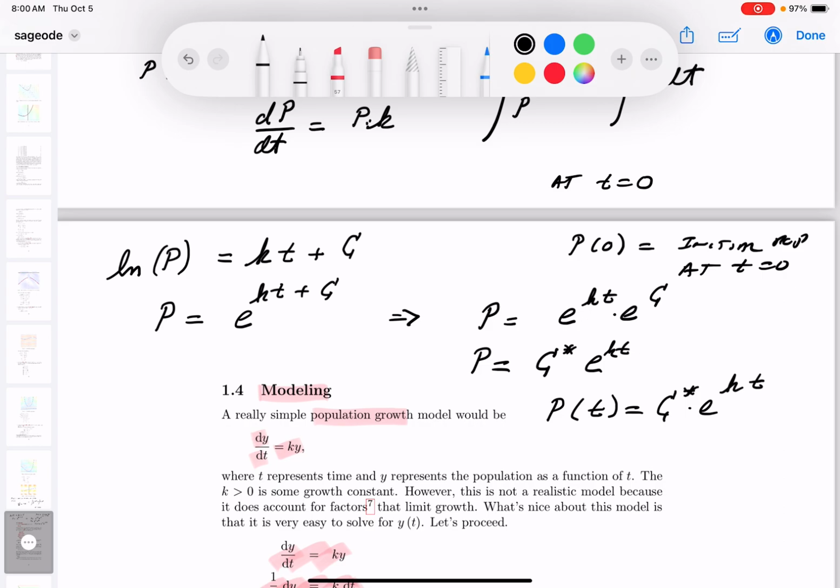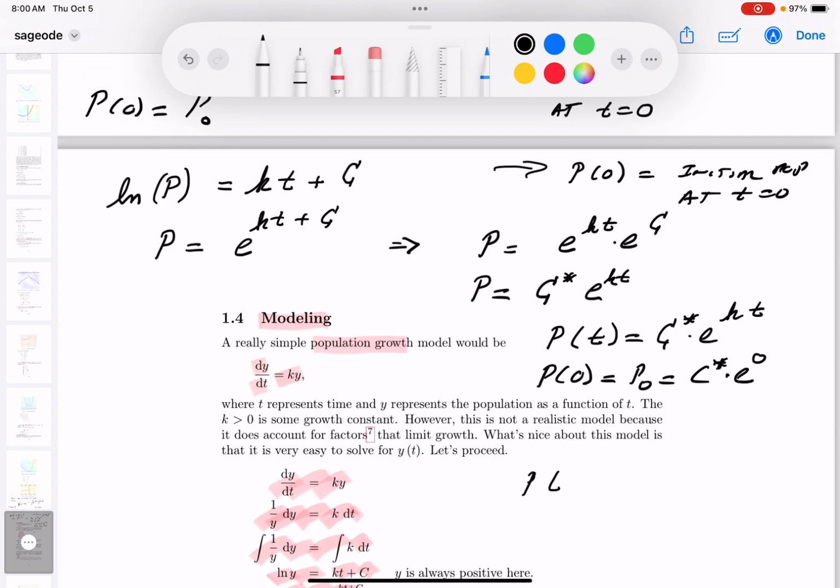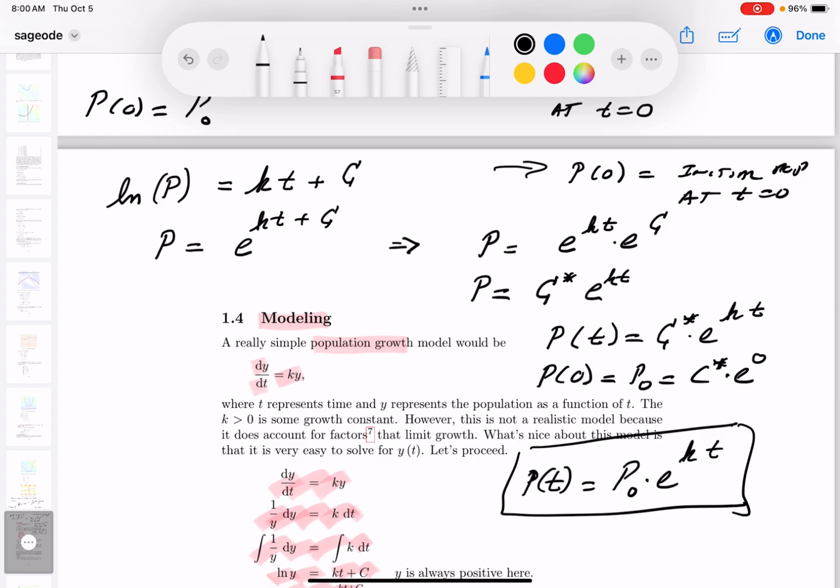So what I want to do is take this initial condition, which I'm going to call P0. Let's write this down. P0 equals C star times e to the 0 if t equals 0. So now I know what C star is. Because e to the 0 is 1, C star is P0. So I've got my function now: P(t), and I may not know what k is, by the way, is equal to P0 times e to the kt. So this is our differential equation solved. The only thing I don't know is k. We have to figure k out. All right? Thank you.